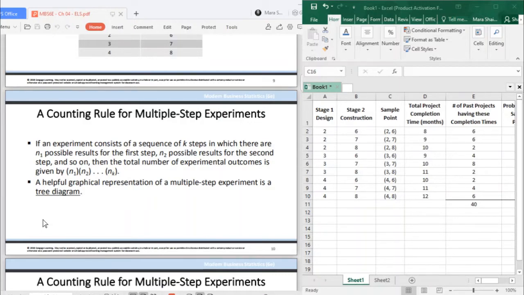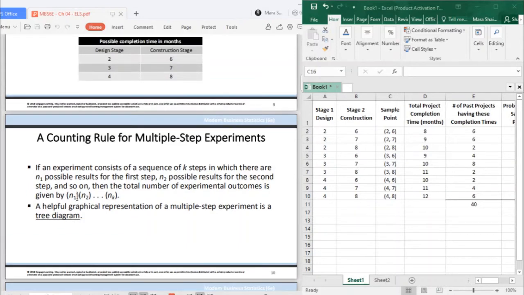Multiple step: if an experiment consists of a sequence of k steps in which there are n1 possible results for the first step, n2 possible results for the second step, and so on, then the total number of experimental outcomes is given by multiplying those n's. A helpful graphical representation of a multiple step is a tree diagram.